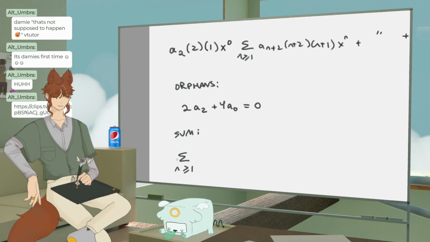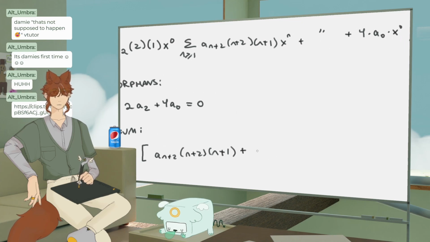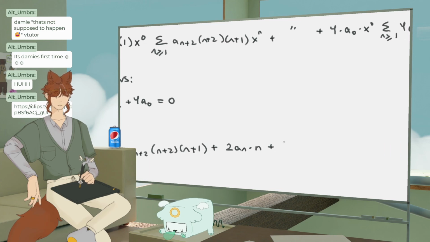We're going to pop all these out. So a_(n+2) times (n+2) times (n+1) plus 2a_n times n plus 4a_n. That's it. 4a_n times x^n.